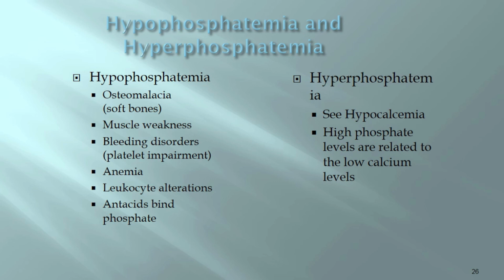But again, to finish this topic of hypophosphatemia and hyperphosphatemia, please remember that the main objective in treatment is to treat the underlying source, because these disorders are usually a consequence of something else that resulted in alterations of phosphate level.